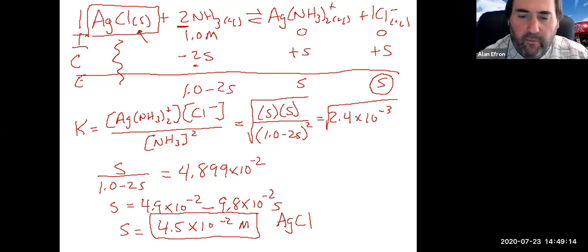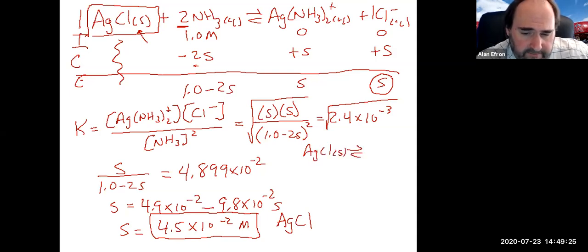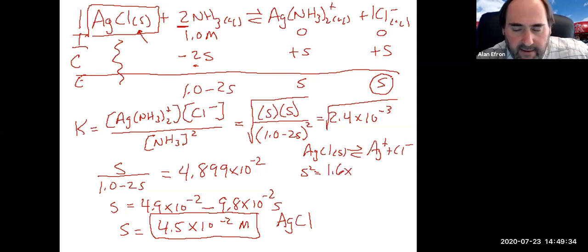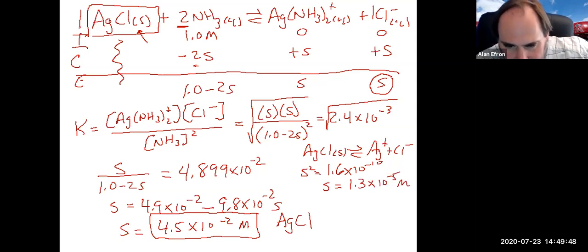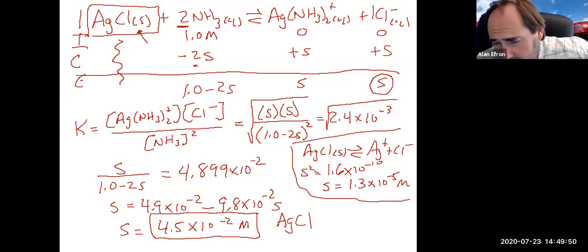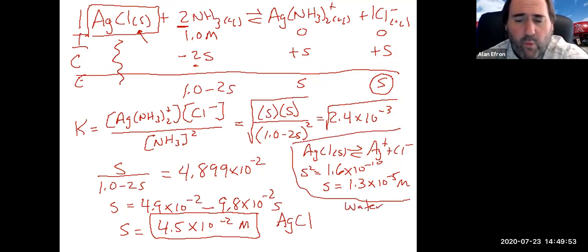Now, just for reference point, if you remember when we did just silver chloride in water, when we were talking about our KSP, that basically will get you S squared equals KSP, which gives you something like S is equal to, I think it's 1.3 times 10 to the minus 5. So what I just did here would be the solubility of silver chloride in water.